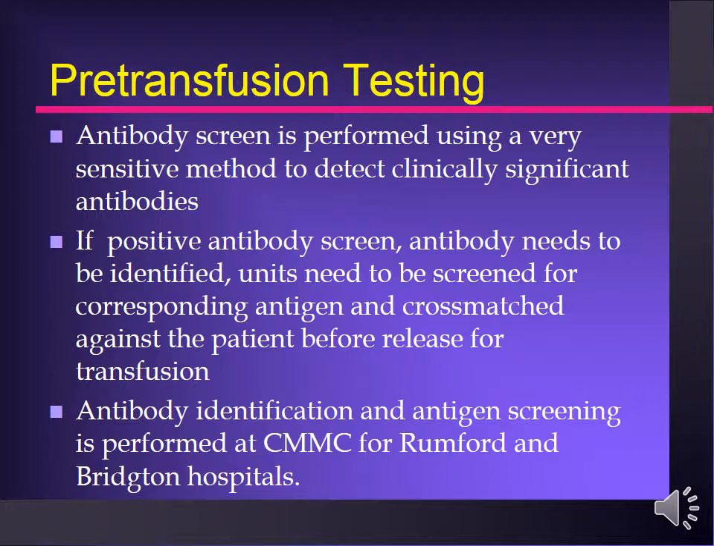Then we need to find units negative for the corresponding antigen, and then we need to cross-match them against the patient's plasma before we release them for transfusion. If a patient has multiple antibodies, we may have to order their blood from one of our blood suppliers, which could take 12 to 24 hours. Antibody identification testing and antigen screening is performed here at CMMC for Rumford and Bridgeton hospitals.